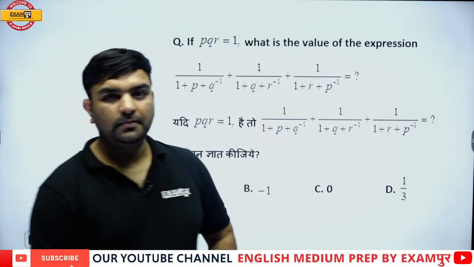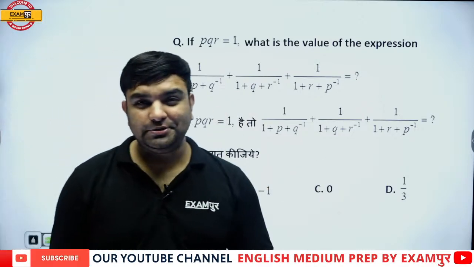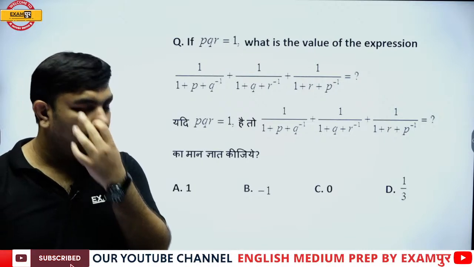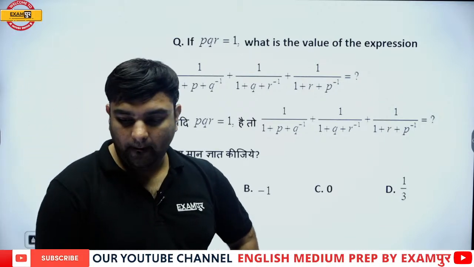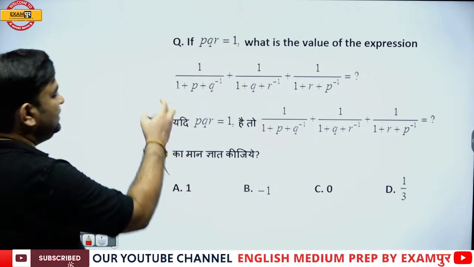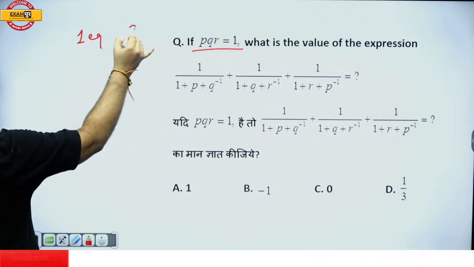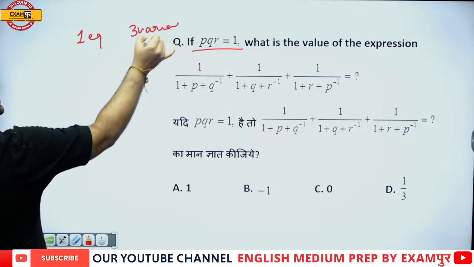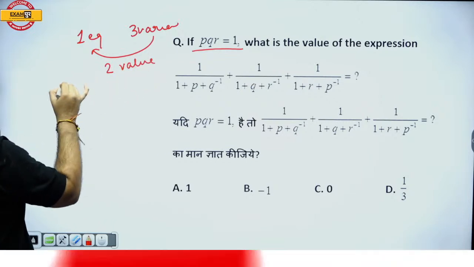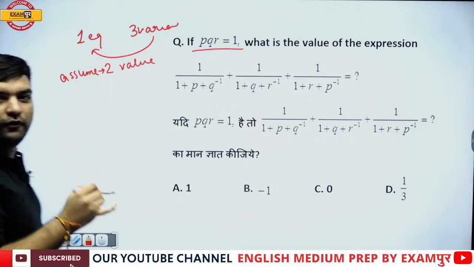PQR is 1. What is this expression? Again doable. You will say, sir, one equation, three variables. So I can assume 3 minus 1, two values of my choice.